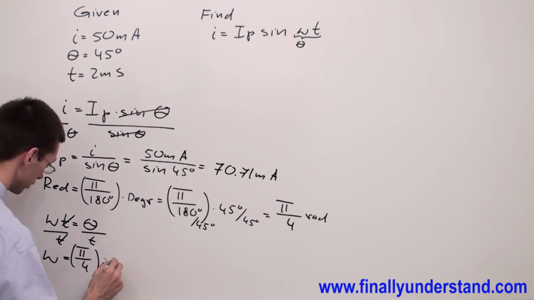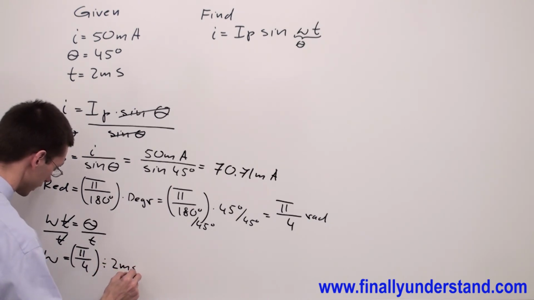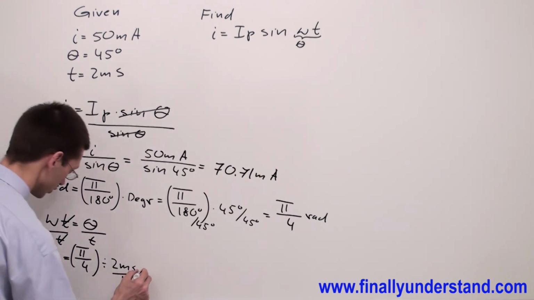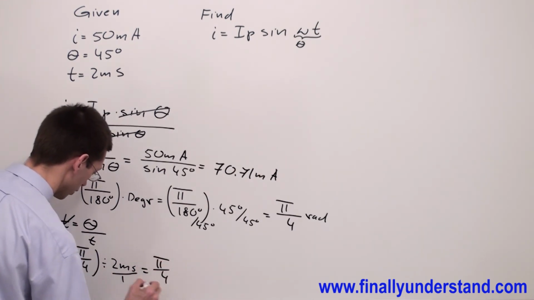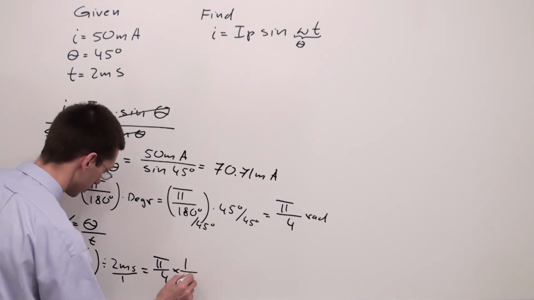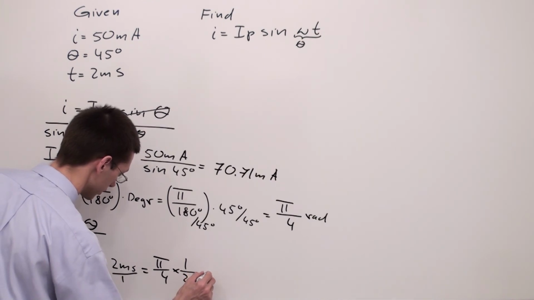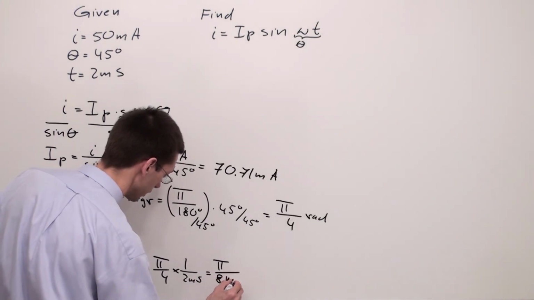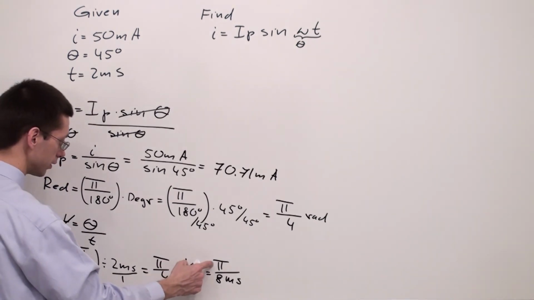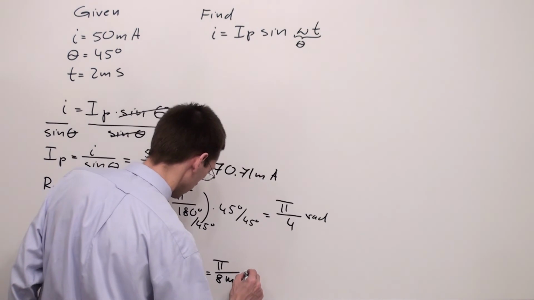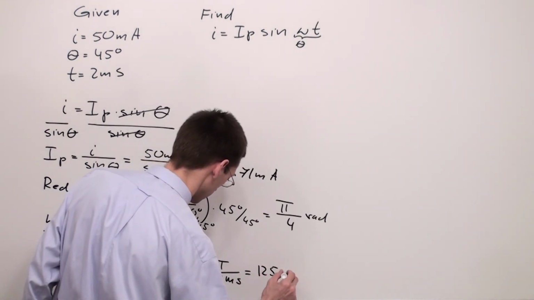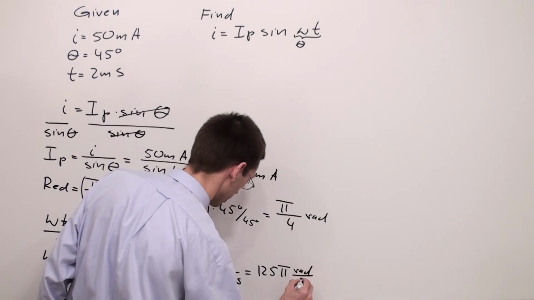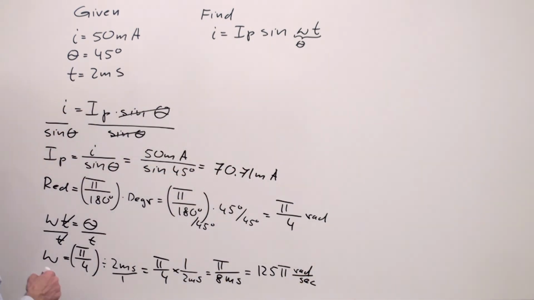That's why I'm going to have 2 milliseconds. But because I'm dealing with a fraction over here, I'm going to convert 2 milliseconds to a fraction by writing it over 1. This is equal to pi over 4. Remember, division we have to change to multiplication, and we have 1 over 2 milliseconds. This is going to be equal to pi over 8 milliseconds. Pi divided by 8 milliseconds is going to give me 125 pi radians per second. So this is my omega.